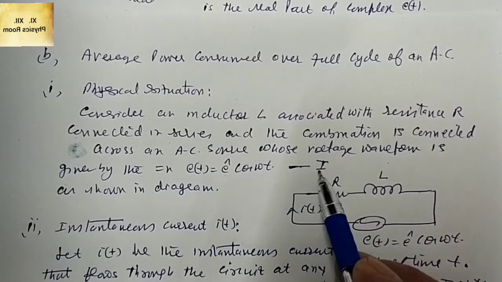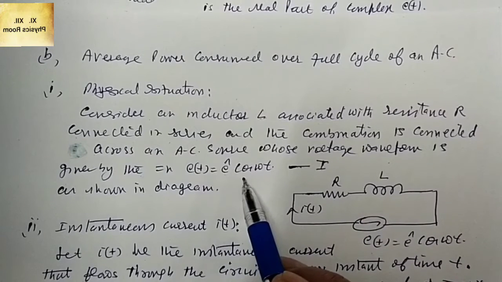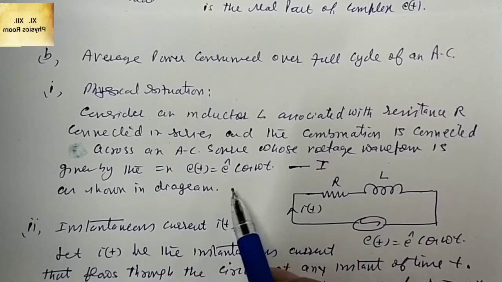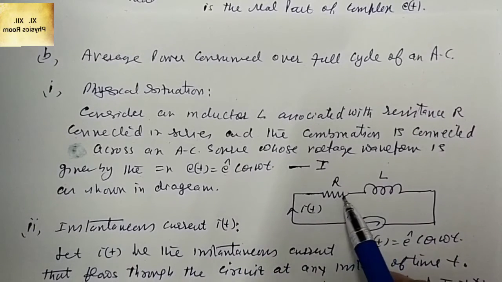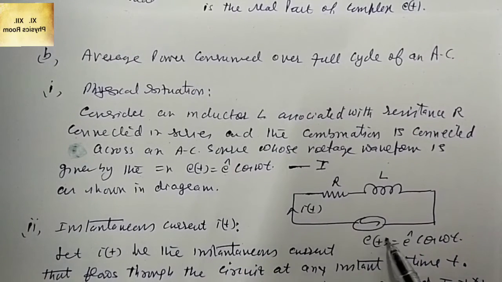Let us mark it as equation 1. Here we have taken the real part of the complex voltage waveform as shown in the diagram. So this is R, this is L, and this is the complex voltage waveform. e(t) is equal to E max e raised to power j omega t. The real part of this equation is e(t) is equal to E max cos omega t. So we take here the real part.